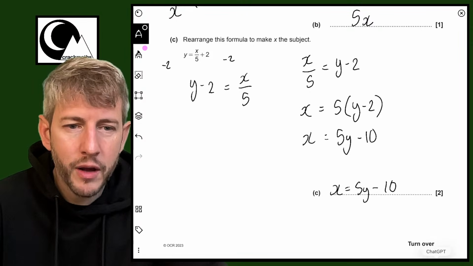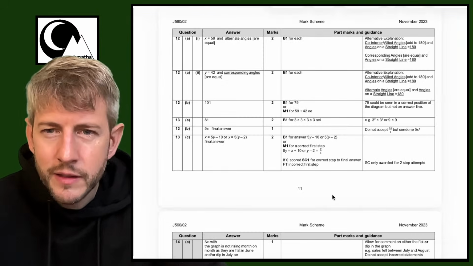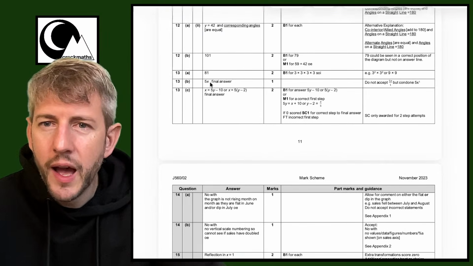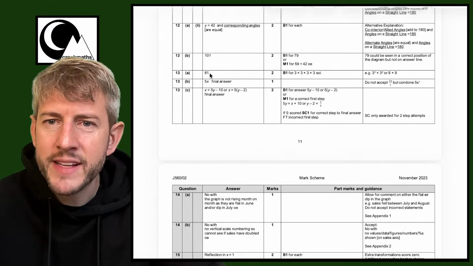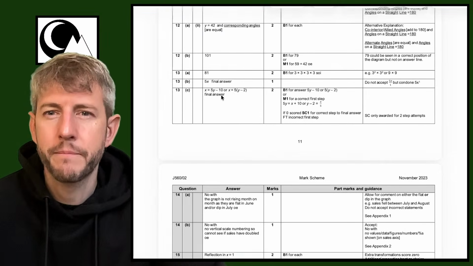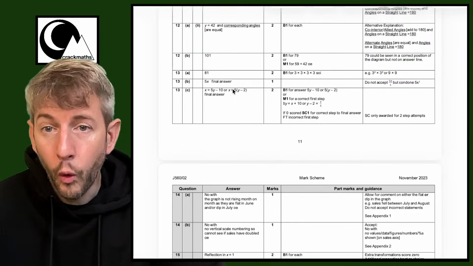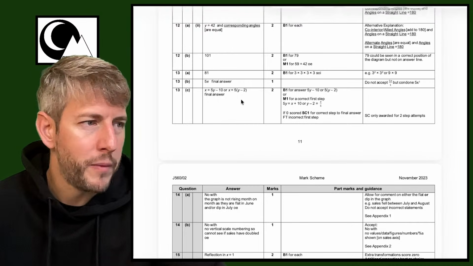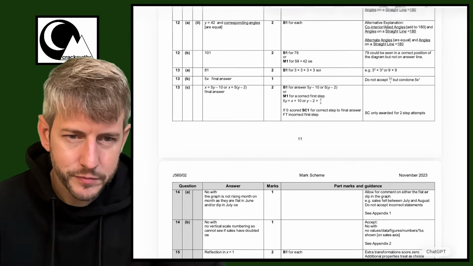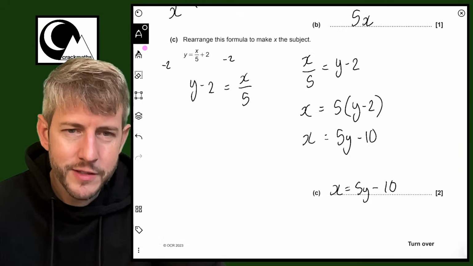So let's mark this to check that this is all correct. So here we go. 81, yep. 5x, yep. x equals 5y minus 10, or 5 bracket y minus 2. Perfect. Right, let's continue.